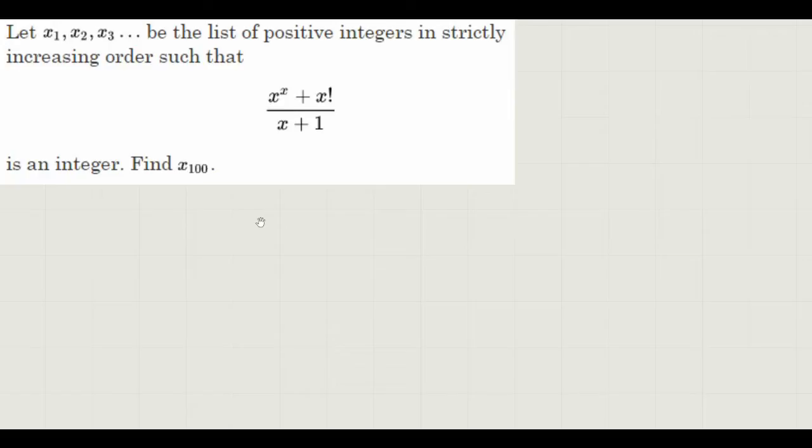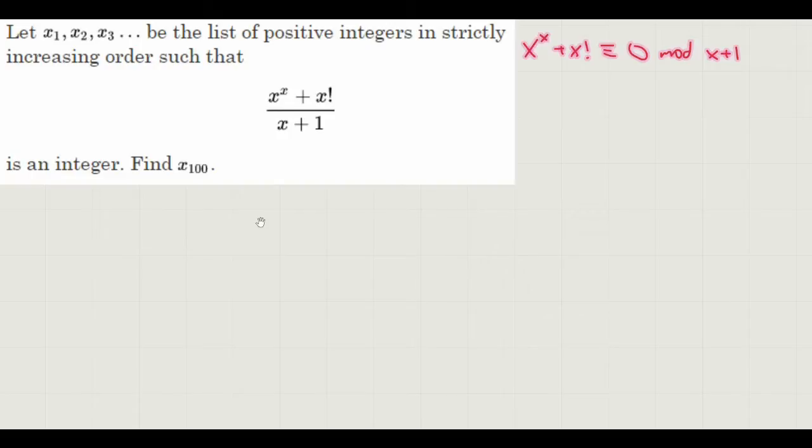First off, we notice that (x^x + x!) / (x + 1) being an integer is basically saying that x^x + x! is divisible by x + 1, which can also be written as x^x + x! ≡ 0 mod x + 1. Now what we can do is take this in cases. x^x is the first case and x! is the second case. When we consider the values of x^x and x! mod x + 1 and find when they match and become 0 mod x + 1, we know that it's a solution.